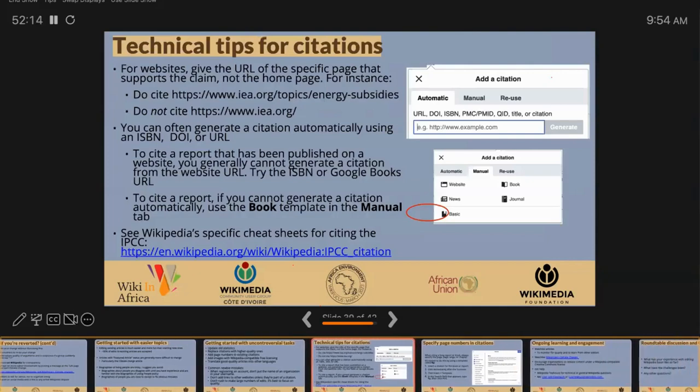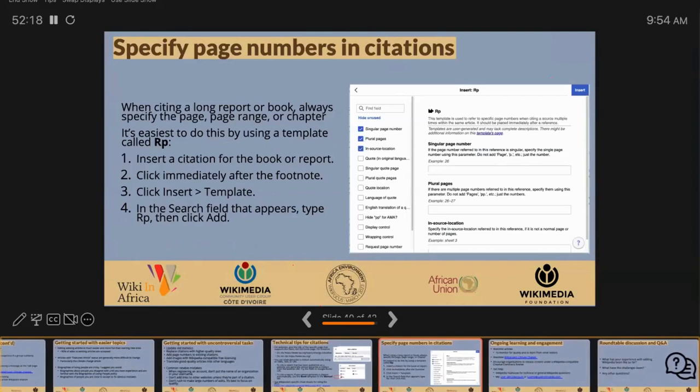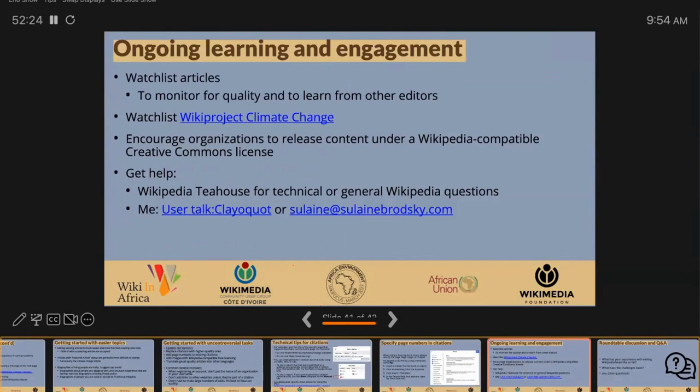I've got a few slides on technical tips for citations, but I want to leave more time. We can just have these be in reference, and we can come back to them later, because I want to go on to questions. There are so many great questions.